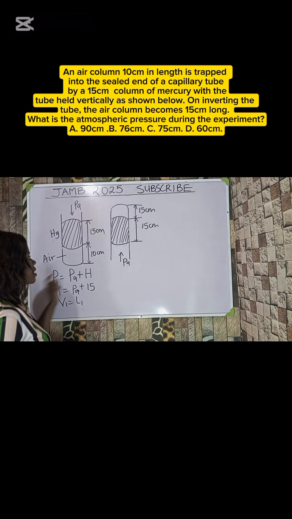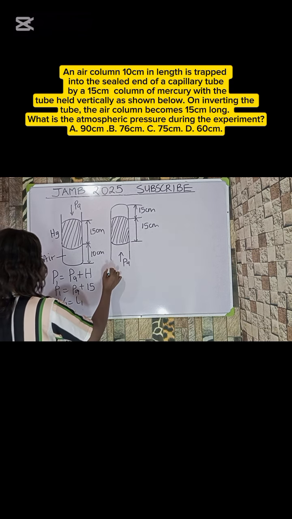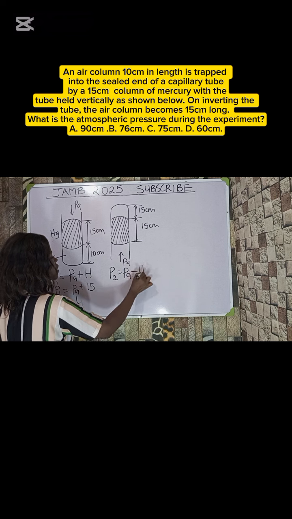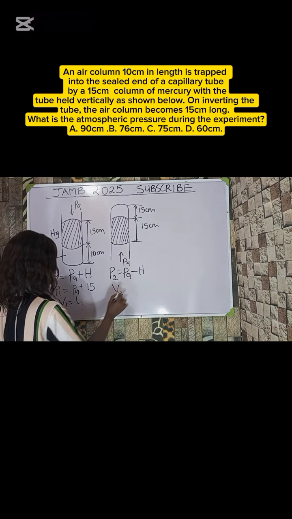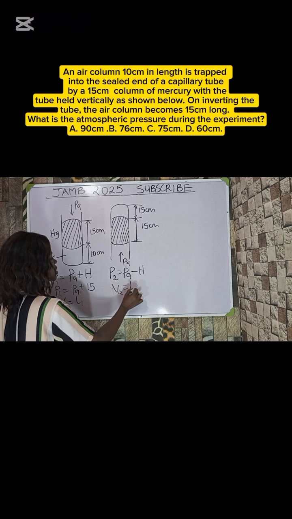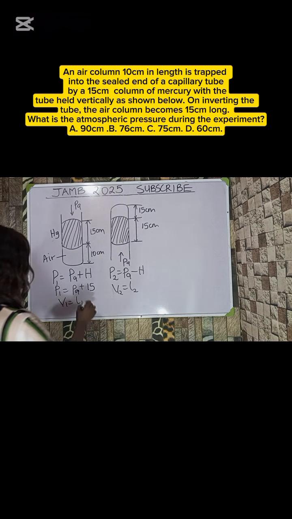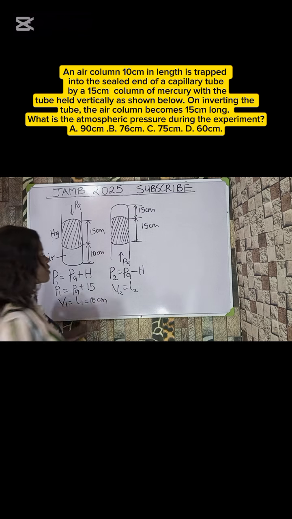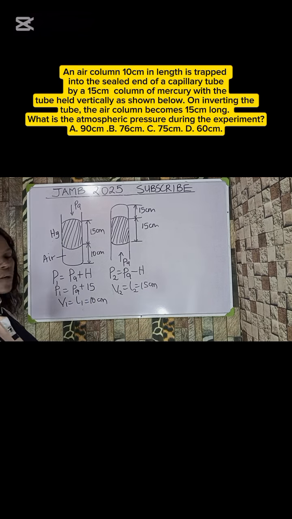Do you understand? Now to the second diagram, because it is facing down, my total pressure, which is P2 here, will now be PA minus H. Okay? Then V2 is equal to L2. Now from this diagram, my L1 is given as 10 centimeters, right? And my L2 is given as 15 centimeters. If you have gotten to this level, you can comfortably solve this without stress.